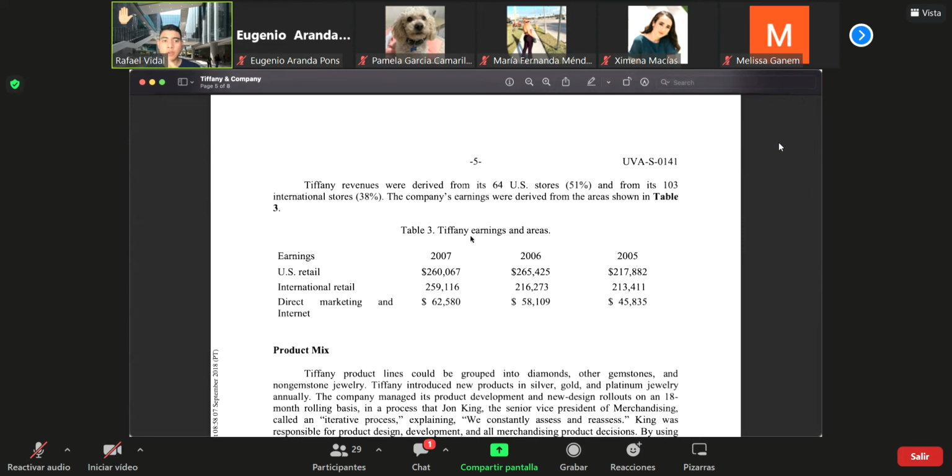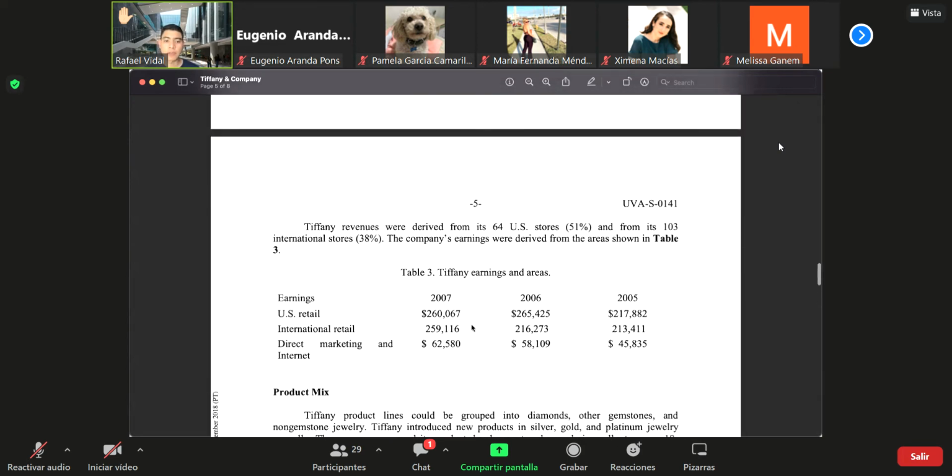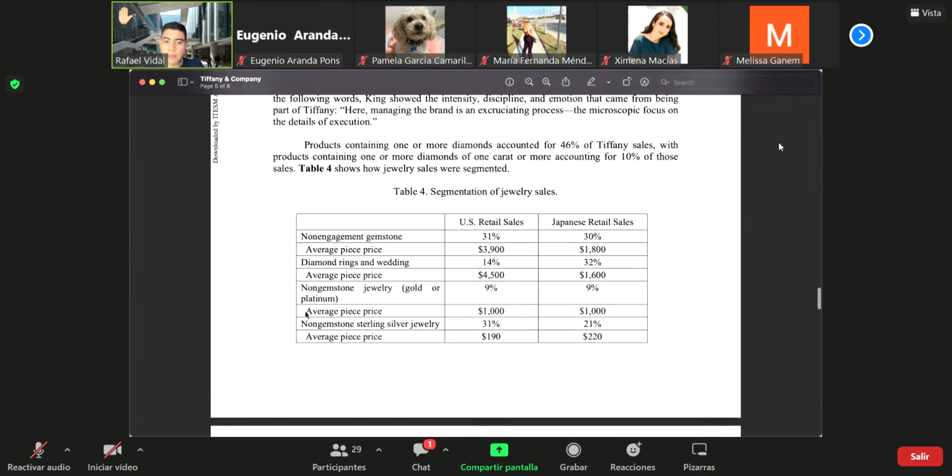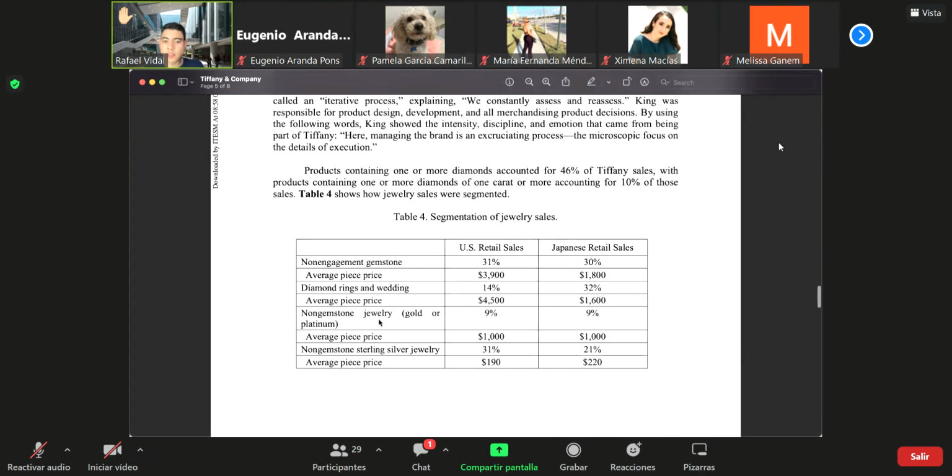So Melissa is going to do it for Japan, Eugenio is going to do it for the US. It's pretty straightforward for both, actually. So Eugenio, what you have to do is take this revenue from 2007 in US retail. This total revenue, you have to multiply it by this percentage and divide it by this price.